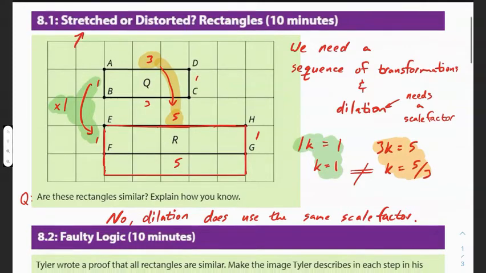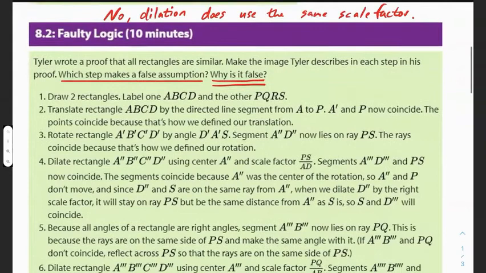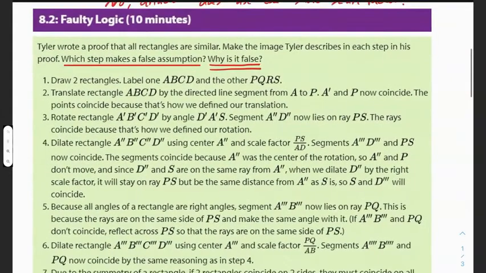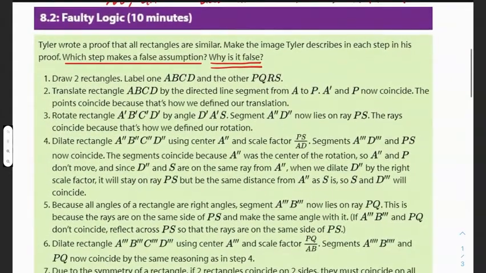Okay. All right. So faulty logic. Tyler here basically has this huge set of instructions on making a proof that all rectangles are similar. And in this step, he makes some false assumption. Why is it false?